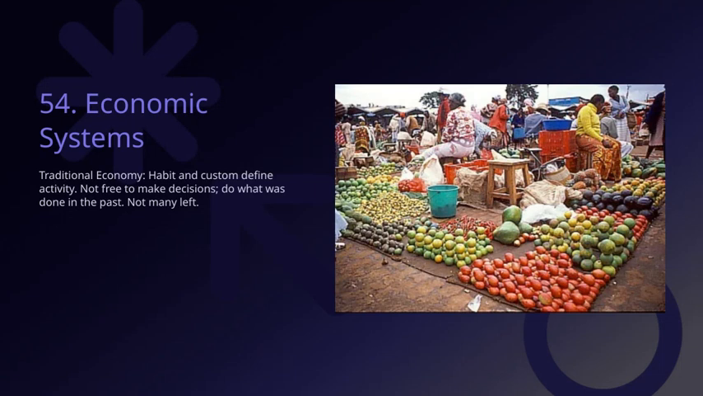Traditional economy is primarily based on habit and custom. In such systems, people's activities are defined by long-standing traditions. They're not free to make independent decisions. Instead, they do what has been done in the past. This means that their economic roles and production methods are passed down through generations. Because of this rigid structure, traditional economies are quite rare today, with only a few still in existence. This contrasts with more modern economic systems, where choices and innovation play a bigger role.